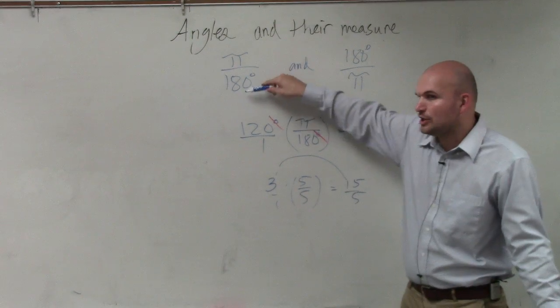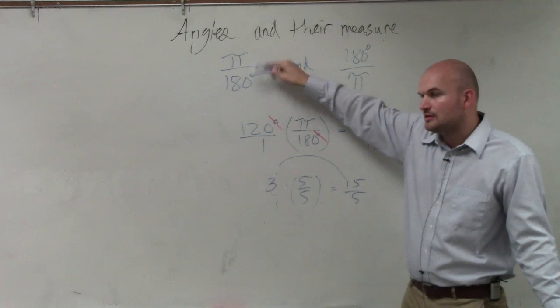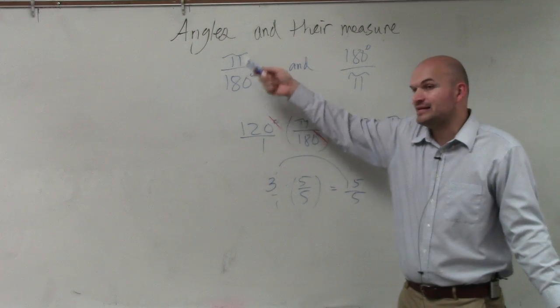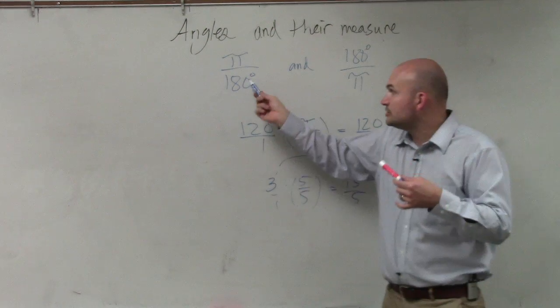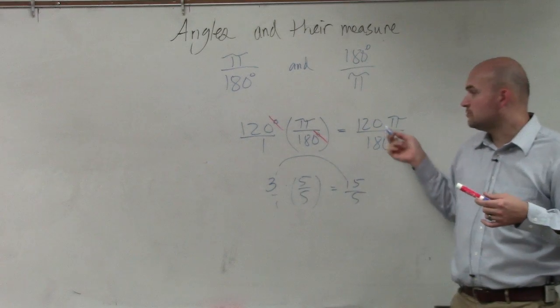So pi and 180 are equivalent to each other, right? They're just in different units. This is in radians. This is in degrees. So you're not changing the answer. You're just converting it from degrees to radians.